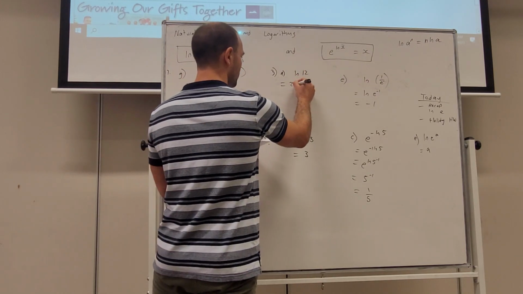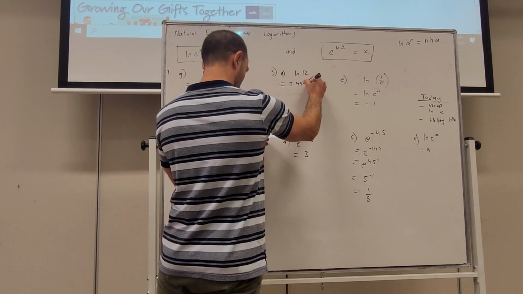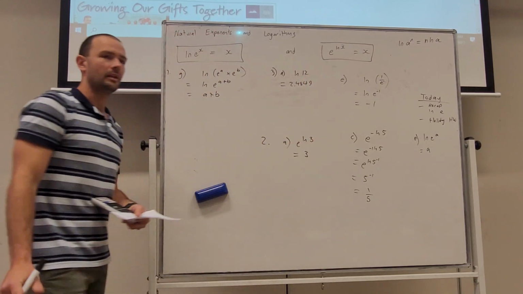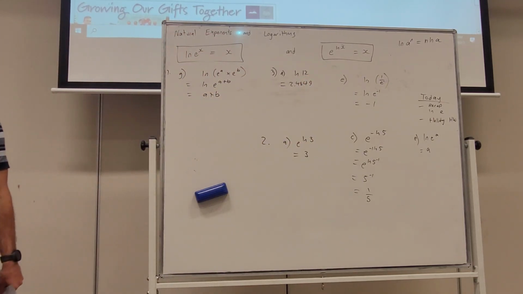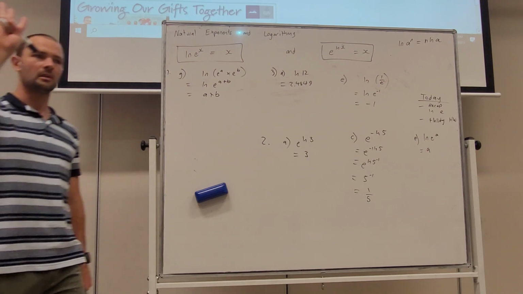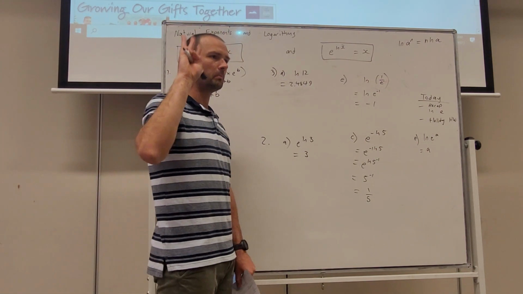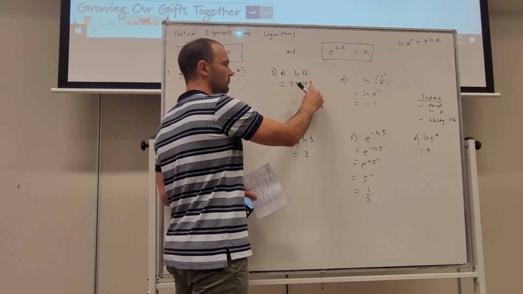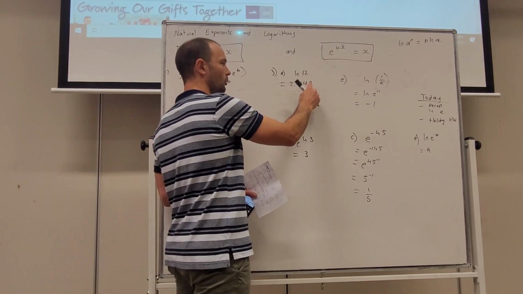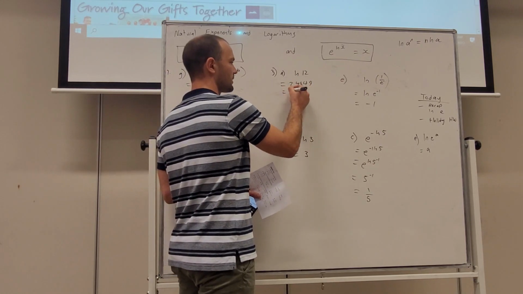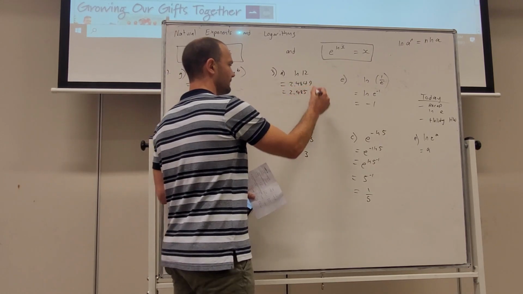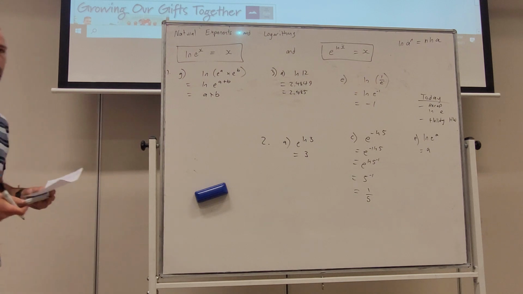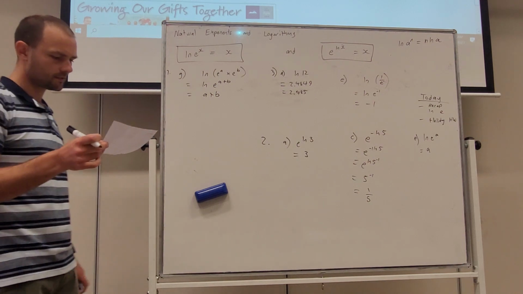I've got 2.4849. Now, the question says 3 decimal places. So if I'm rounding to 3 decimal places, that means I'm going to write 4 decimal places and I round the 4th one. The 4th one rounds up, so that's going to give me 2.485. All right, I'll leave the rest of 3 for you guys.